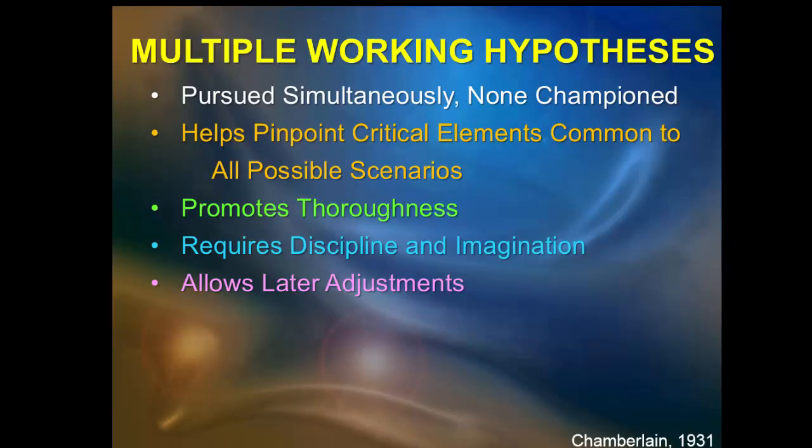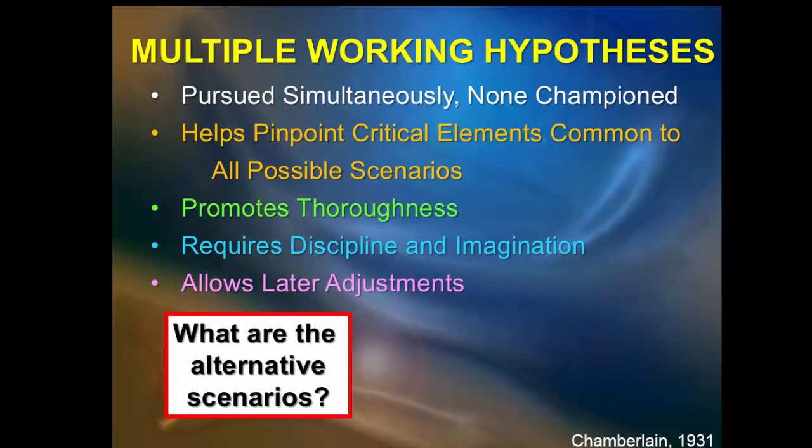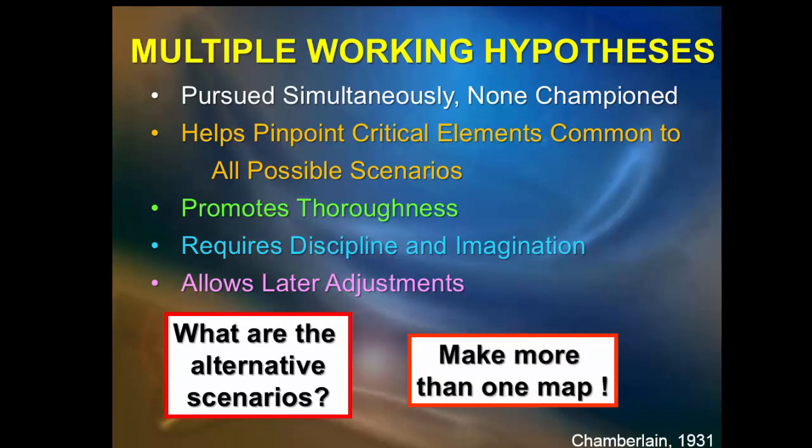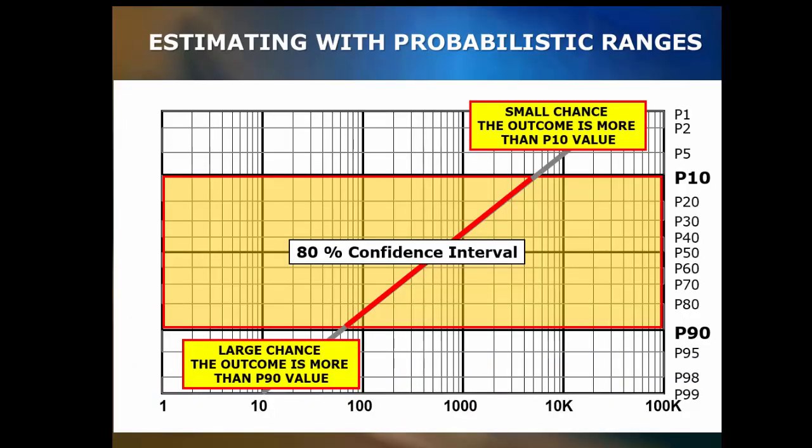Another example of a method to detect and reduce bias is the idea of multiple working hypotheses, the discipline to try to come up with different scientific explanations for what you're seeing. What else could this be? And the way that manifests commonly is we ask teams, what are the alternative scenarios? What else could this be? Make more than one map. Another technique that works is to ask people to estimate probabilistically, not the least of which is later on you can see how your forecast compared with the probabilities and detect how much bias you have and why.